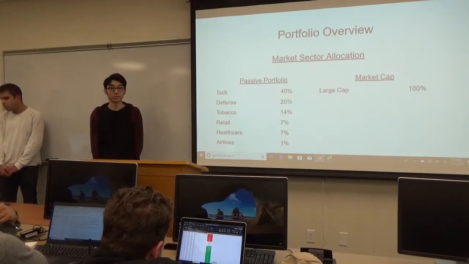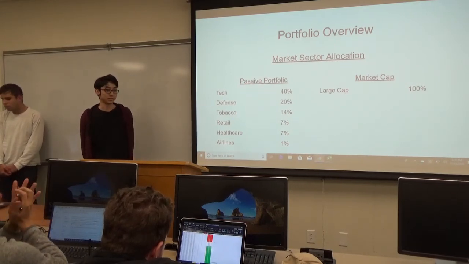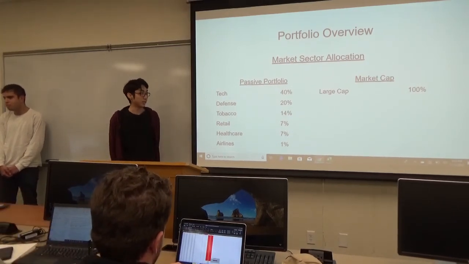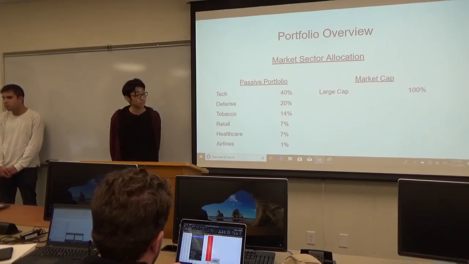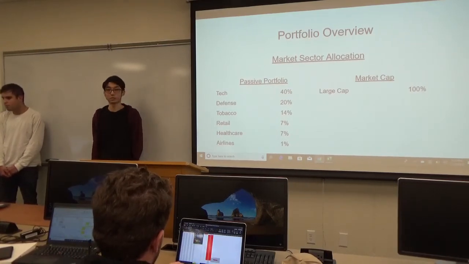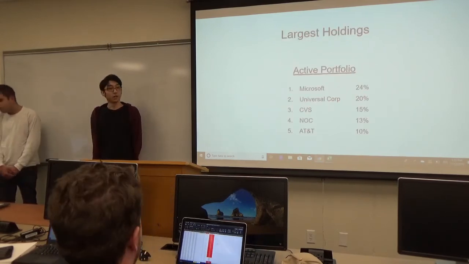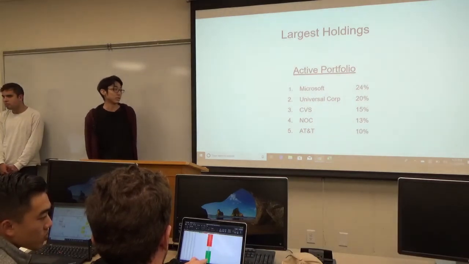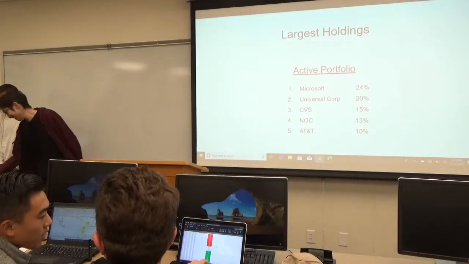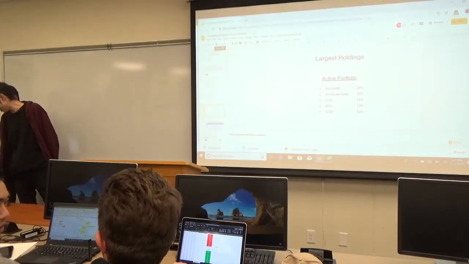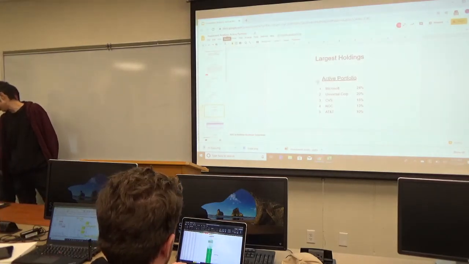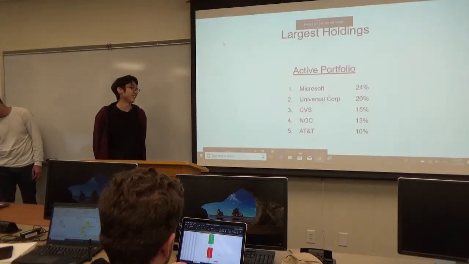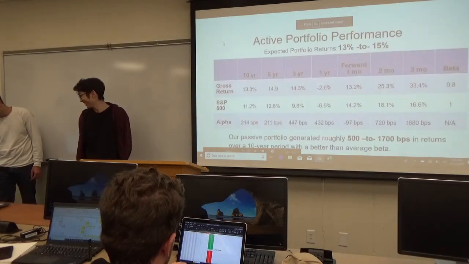So our portfolio is comprised largely of tech and defense, and we also have some tobacco, retail, healthcare, and airlines, and it's comprised exclusively of large cap stocks. Our largest holdings are Microsoft, Universal Corp, CVS, Northrop Grumman Corporation, and AT&T. I had to put the ticker because the name was a bit long.